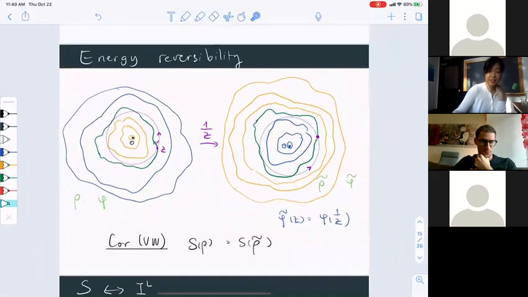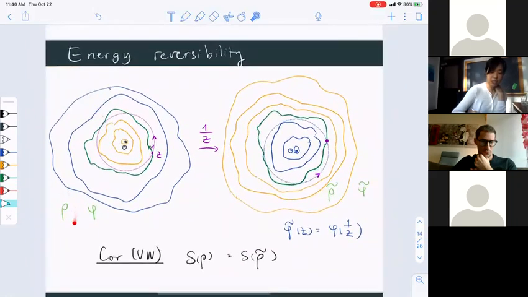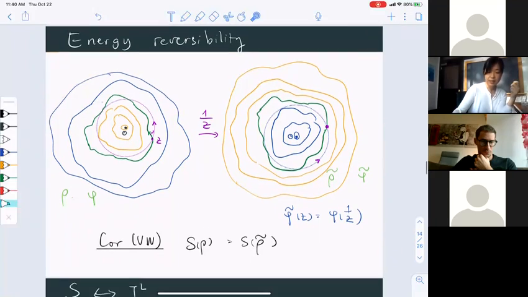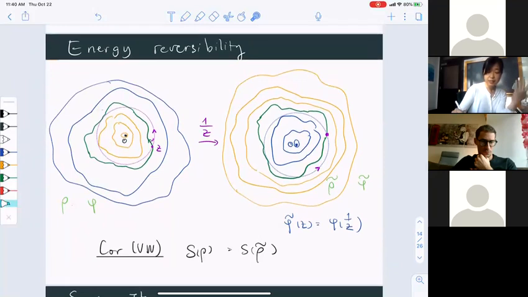First is the energy reversibility. Now, if I have a foliation generated by a finite energy rho, and I have a winding function phi, I just apply a conformal map 1 over z, which interchanges 0 and infinity. Now the orange curve is outside, the blue curve is inside, and the green curve is here. If you apply this inversion, a circle centered at 0 will still be a circle centered at 0. And this inversion is conformal, which preserves angles. So the winding function is actually preserved. So the winding function on the right-hand side, phi tilde, is equal to phi composed with 1 over z.